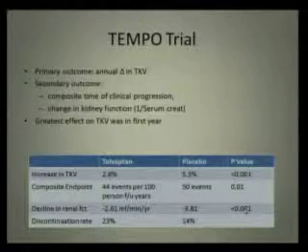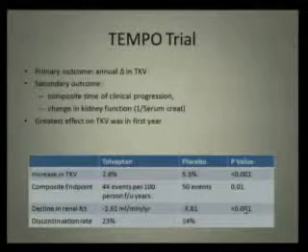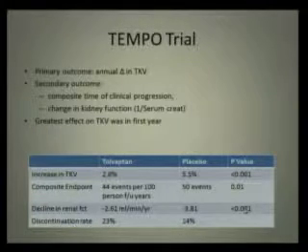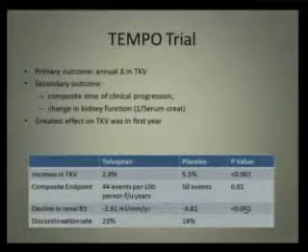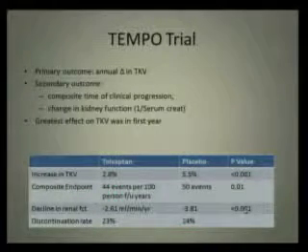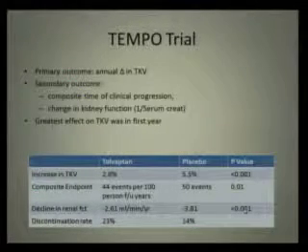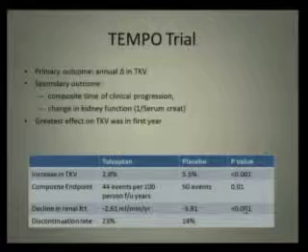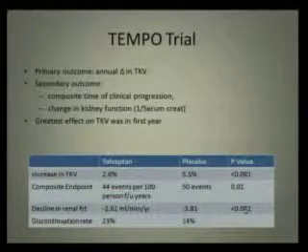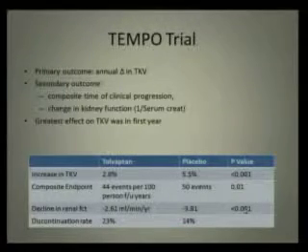And you see that in the tolvaptan group, the increase in total kidney volume was 2.8%, and in placebo it was 5.5%. So you did get a response here with the tolvaptan. The composite endpoint was a series of events that would occur. In tolvaptan, you had 44 events per 100 person-years of follow-up, and 50 events in the placebo group. Now, the decline in renal function was less in the tolvaptan group. There was a slight advantage.